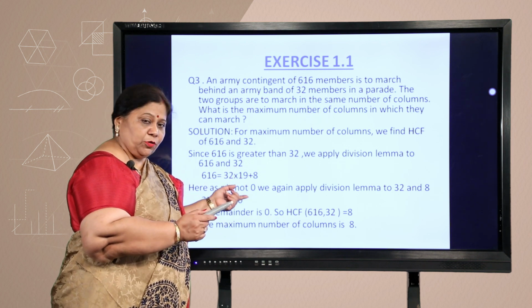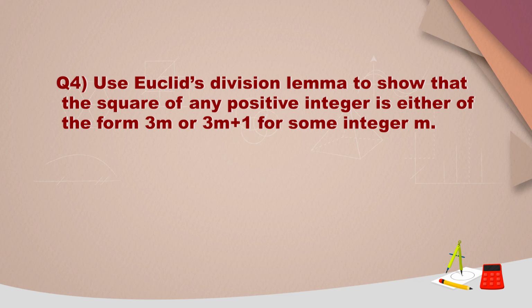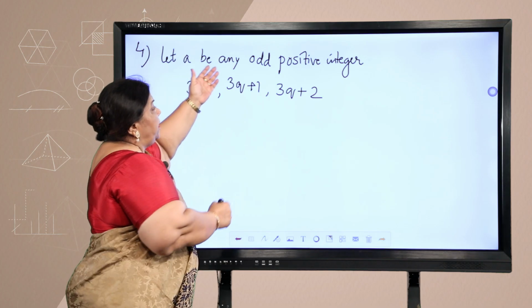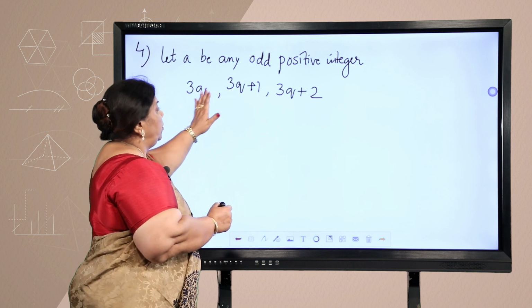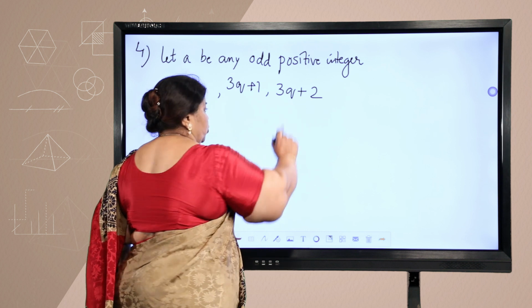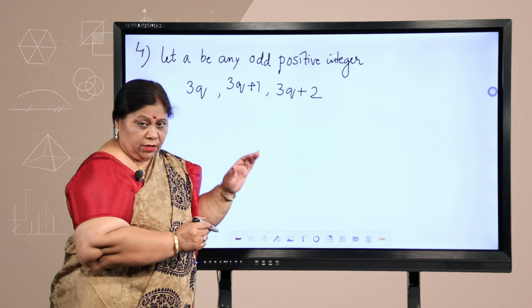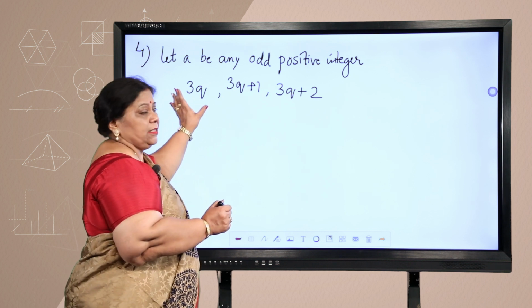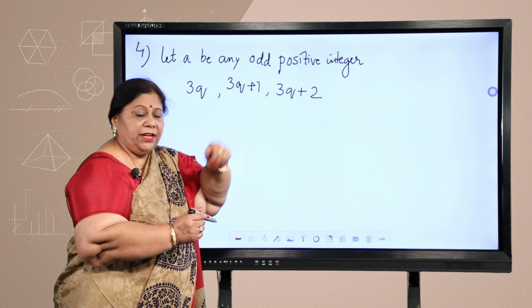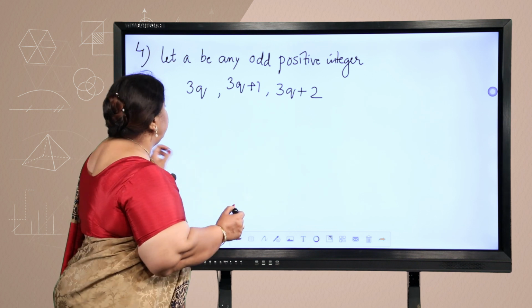Let us go to the next question, which says use Euclid's division lemma to show that the square of any positive integer is either of the form 3m or 3m plus 1 for some integer m. Let a be any positive integer. We can express it in the form 3q, 3q plus 1 and 3q plus 2. Here according to the question, I need to show that the square of these forms is again a multiple of 3. Let us see how we can do this.